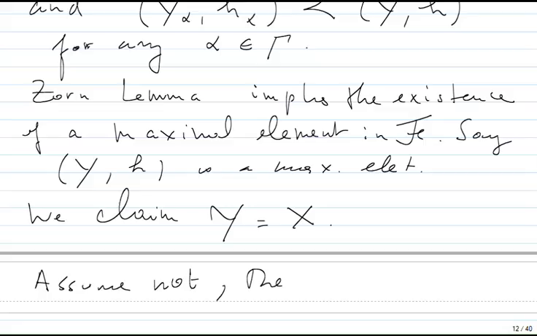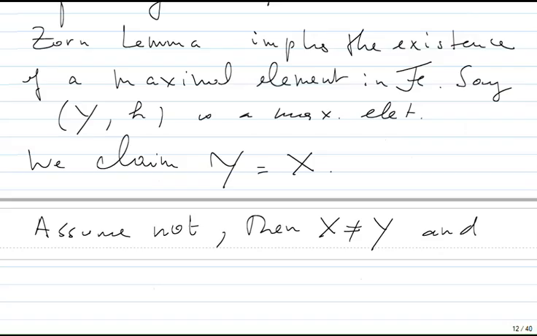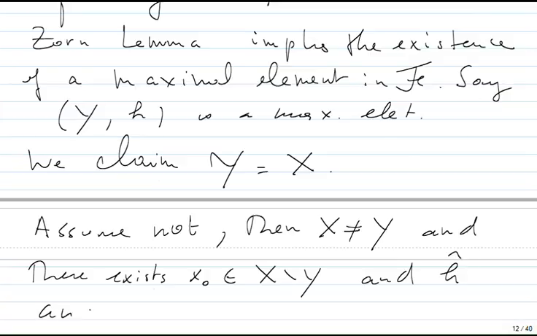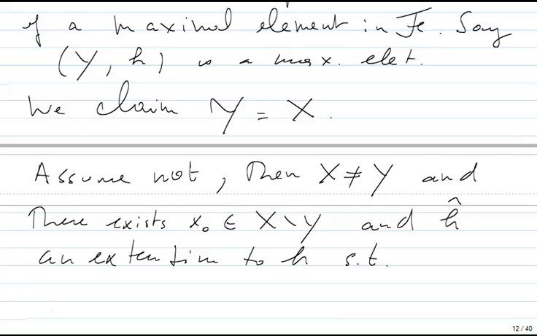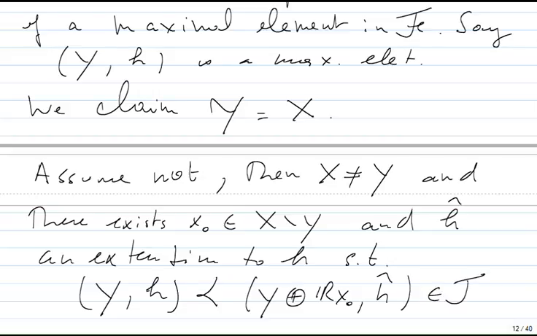Okay, then x is different from y, and the previous proof shows that there exists x0 in x minus y, and let's call it h hat an extension to h such that y_h is less than y plus r x0, h hat, with this here belongs to f.